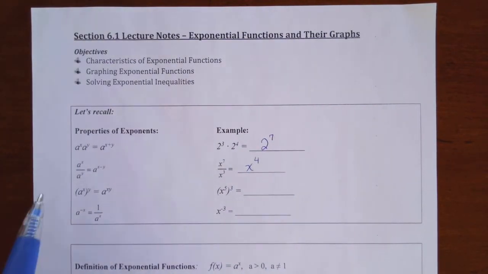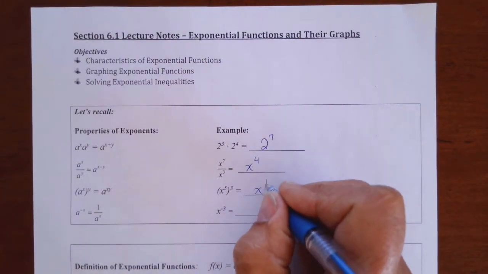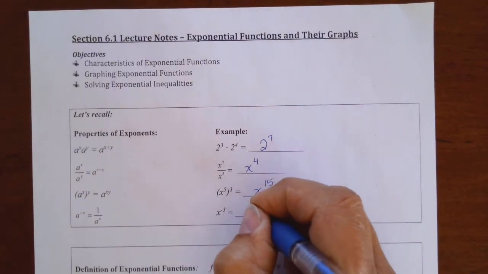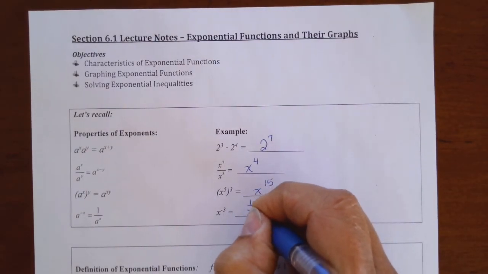When you raise a base with an exponent to another exponent, so an exponent raised to another one, that's when you would multiply those numbers together. So x to the 5th raised to the 3rd power would end up giving you x to the 15th. And then remember your rules for negative exponents. If you have a to the negative x, that's the same thing as 1 over a to the x. So x to the negative 3rd would be 1 over x cubed.